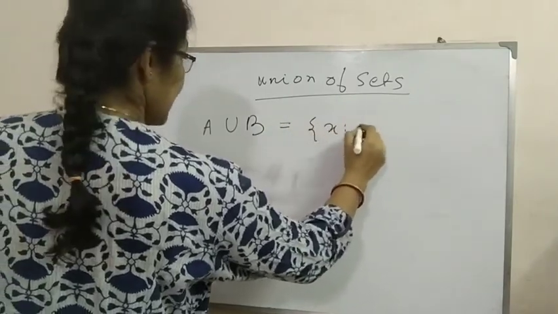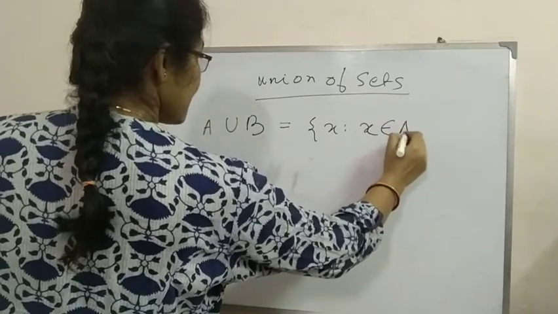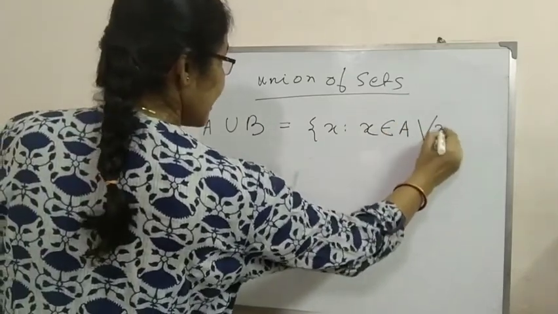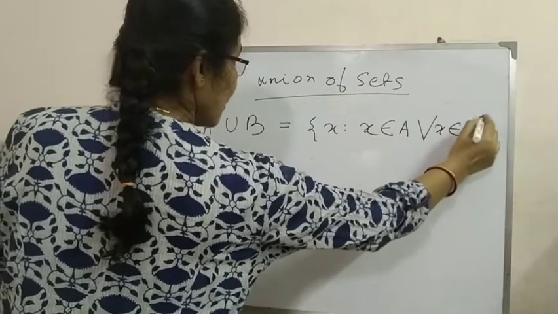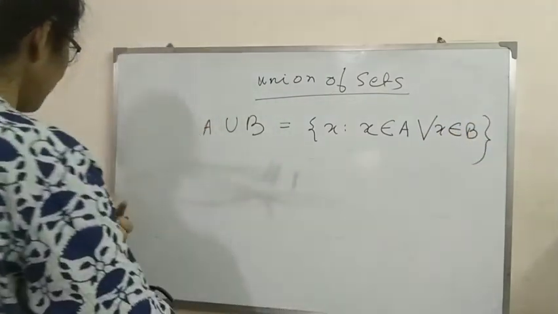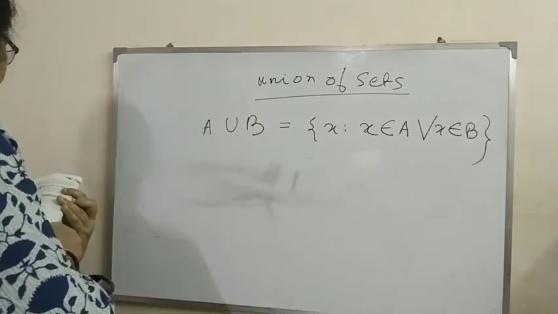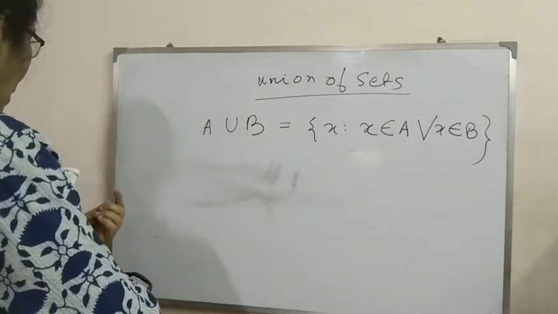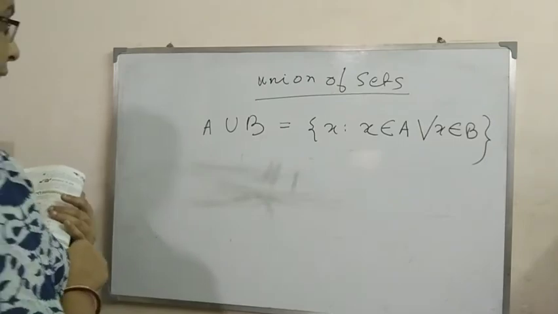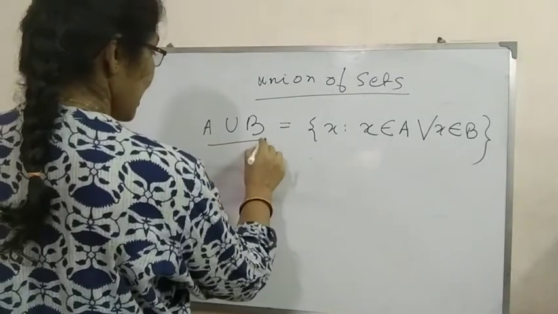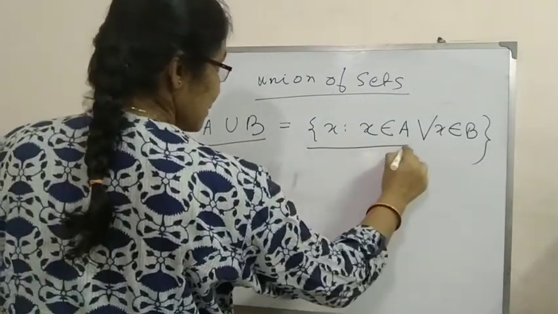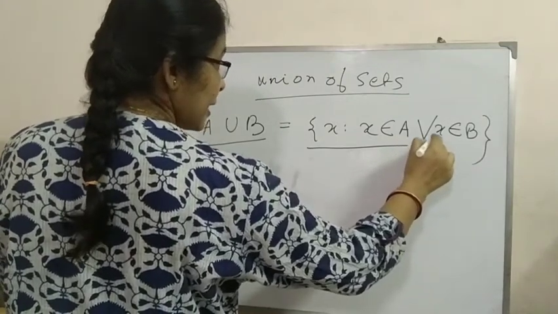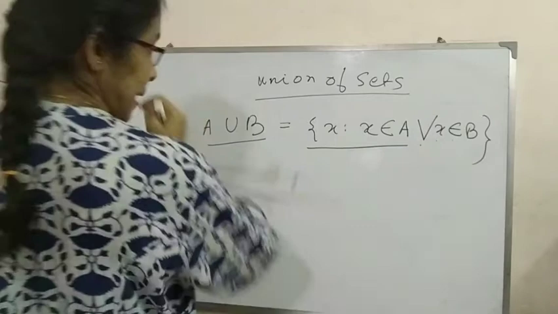A union B is the set of X such that X belongs to A or X belongs to B. Okay. X belongs to A or B or to both A and B. A union B means X belongs to A, or X belongs to B.